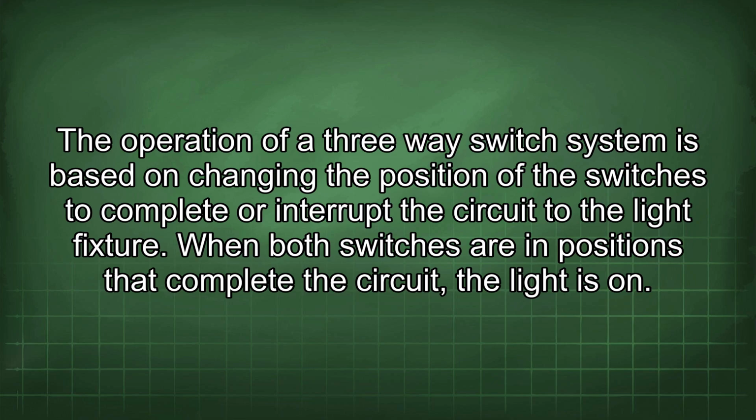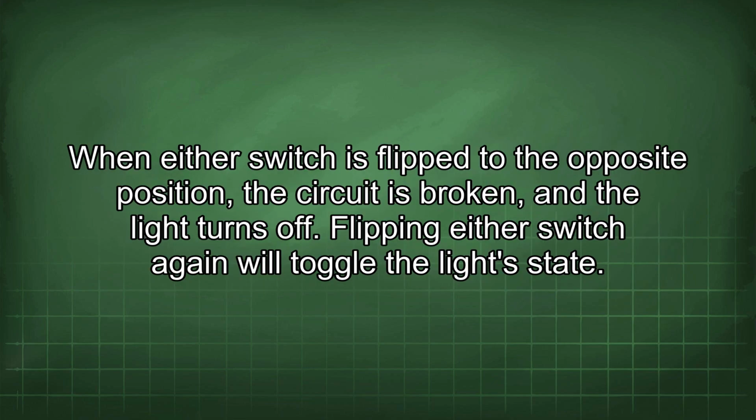The operation of a three-way switch system is based on changing the position of the switches to complete or interrupt the circuit to the light fixture. When both switches are in positions that complete the circuit, the light is on. When either switch is flipped to the opposite position, the circuit is broken and the light turns off. Flipping either switch again will toggle the light state.